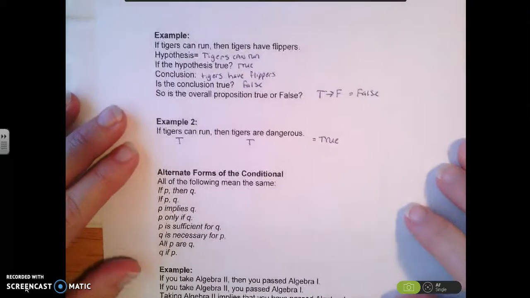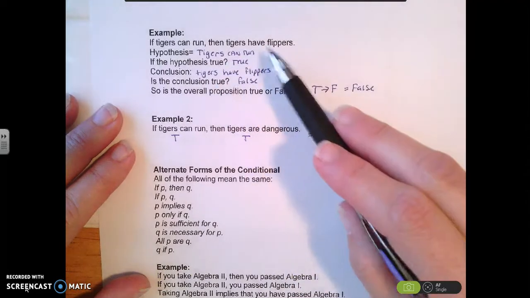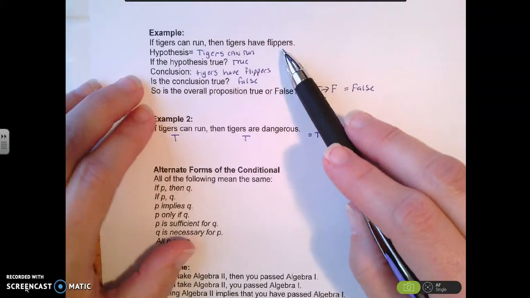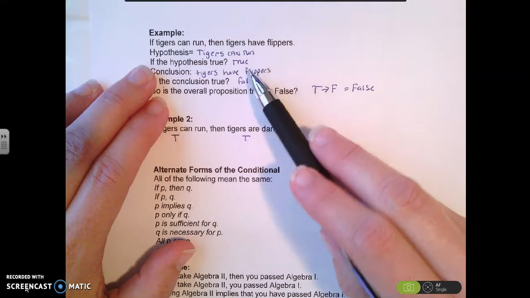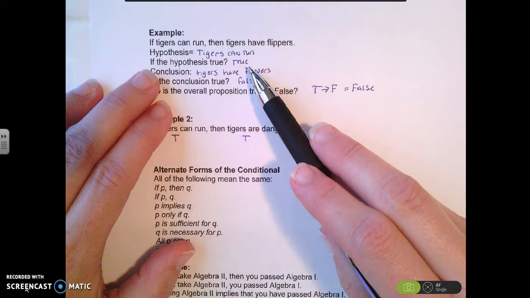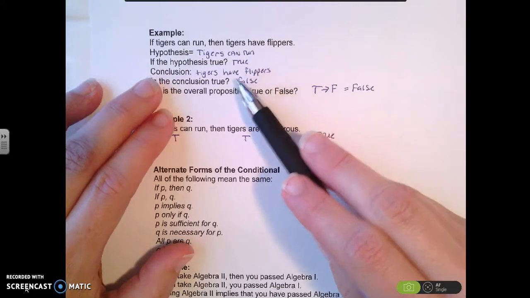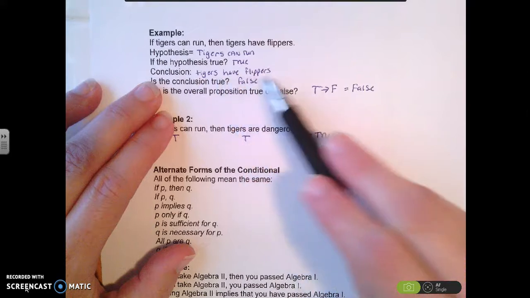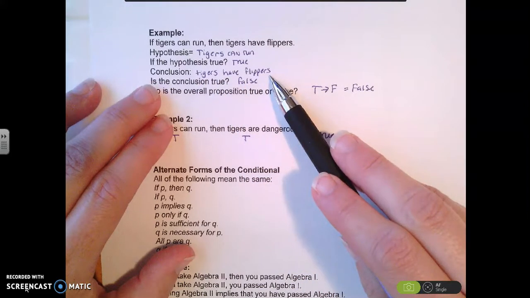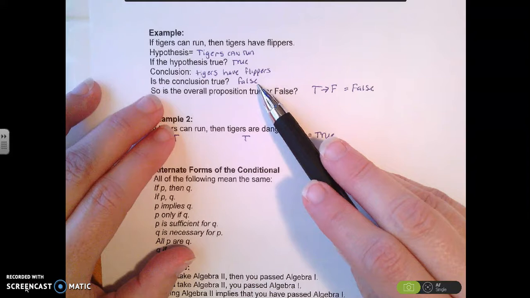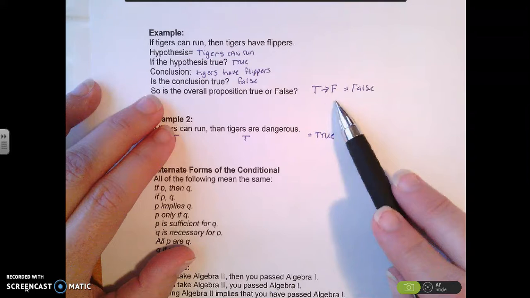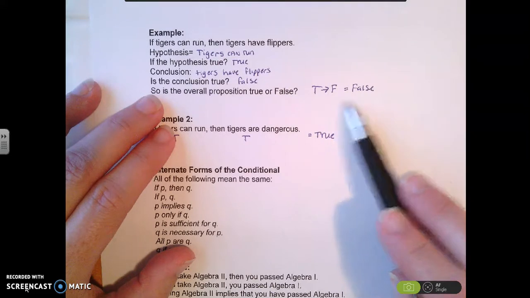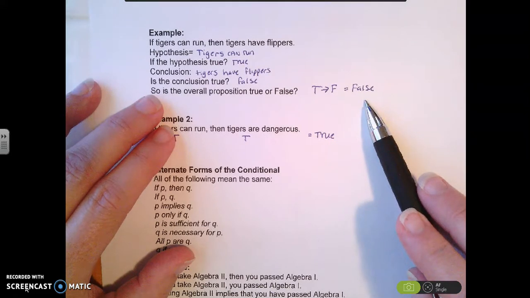Okay, so then when we apply that to some of the examples that you'll see, so if tigers can run, then tigers have flippers. Well, the hypothesis is tigers can run. That's the P part. Is that true? And the answer is yes, tigers can run. So the conclusion is the part that says tigers have flippers. Is that true? Do tigers have flippers? The answer is false. So what I have here is true implies false. So according to my truth table, that's a false statement overall.